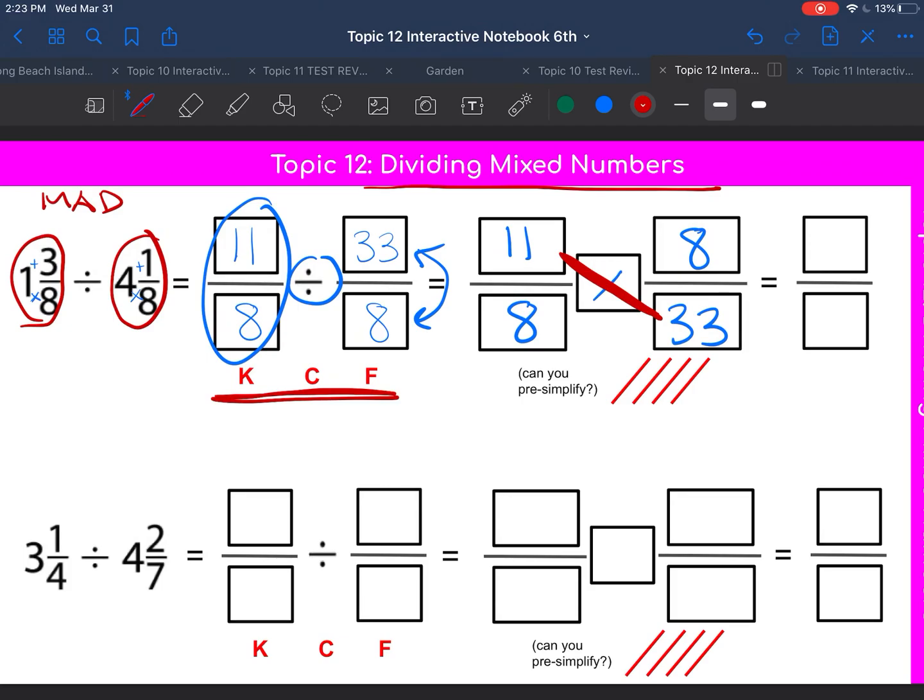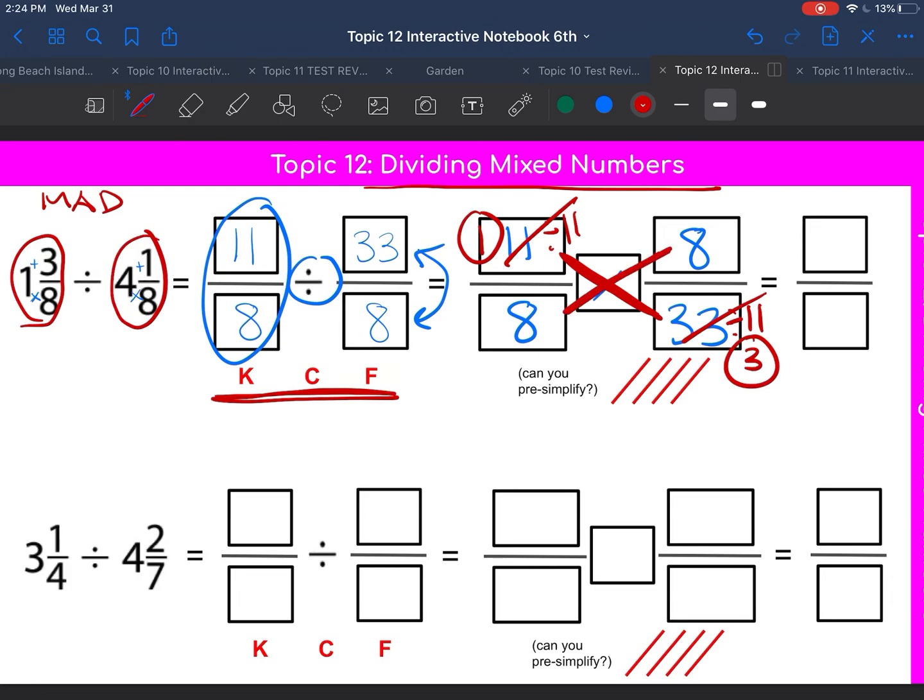Do 11 or 33 have any common factors? Can they both be divided by the same number? Yes, they can both be divided by 11. 11 divided by 11 is 1. 33 divided by 11 is 3. Wow, that makes that so much easier on that end.